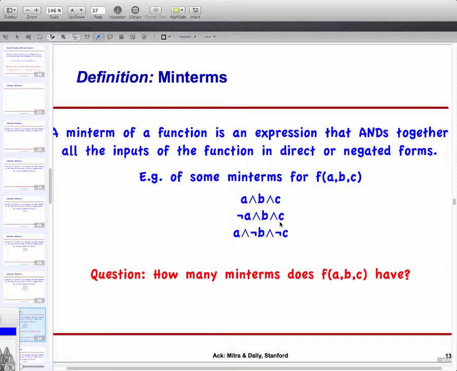8, right? Each variable can occur in its unnegated form or negated form, and I have 3 variables, so 2 times 2 times 2. So I have 8 possible minterms. How many rows did the truth table of this function have?